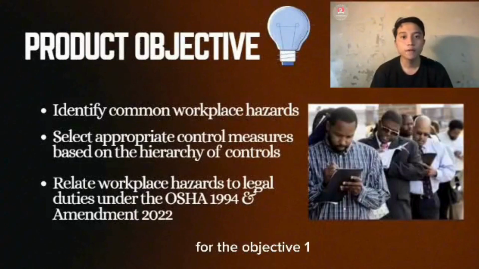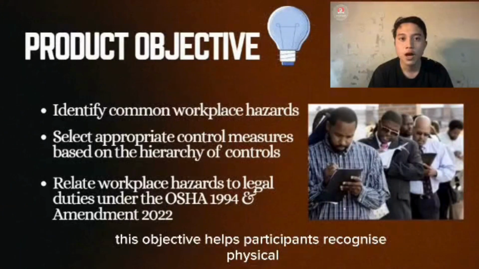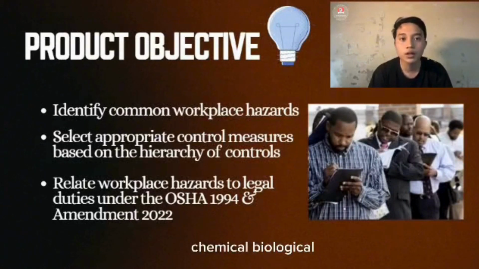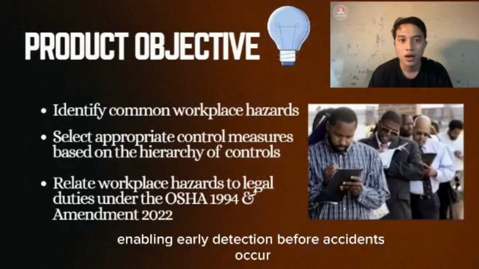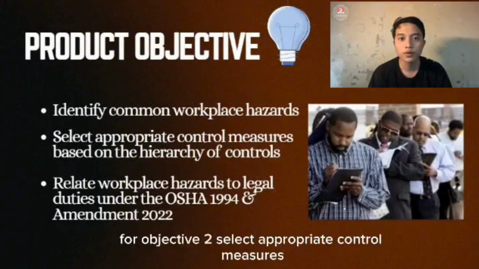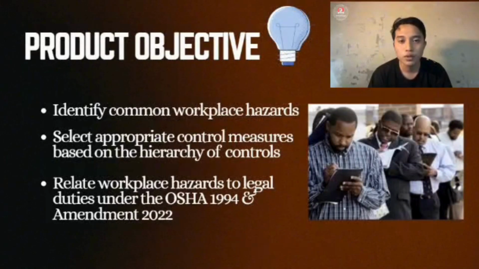For Objective 1, identify common workplace hazards. This objective helps participants recognize physical, chemical, biological, and ergonomic hazards commonly found at the workplace, enabling early detection before accidents occur. For Objective 2, select appropriate control measures using the hierarchy of controls.